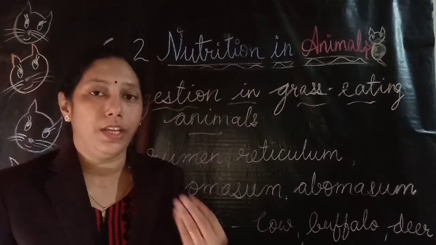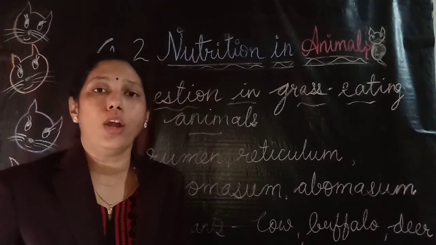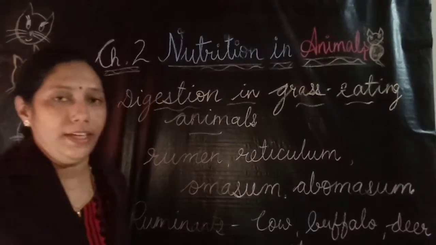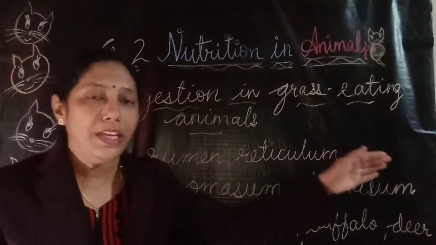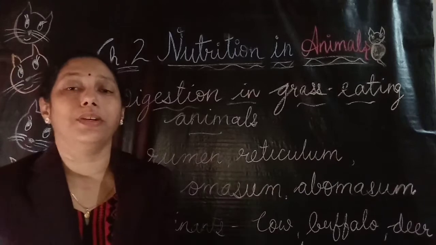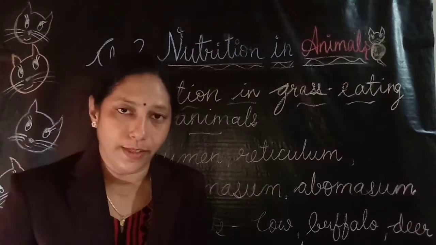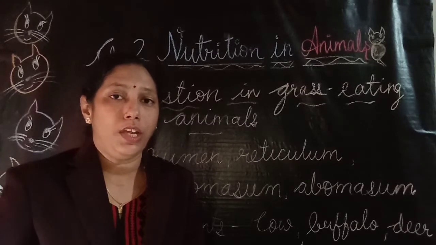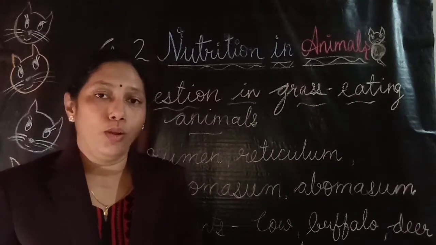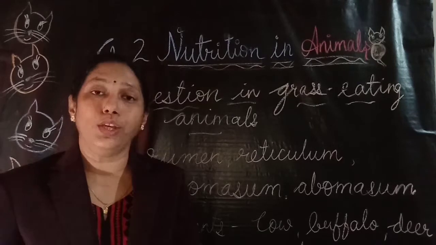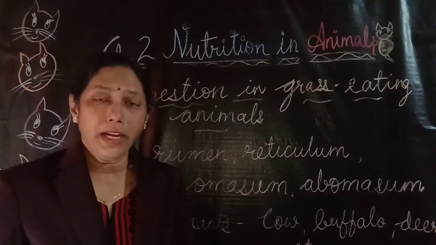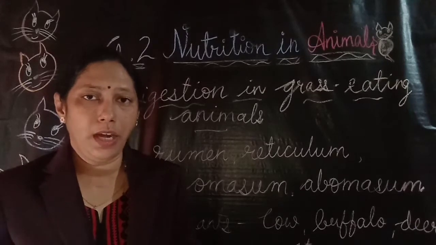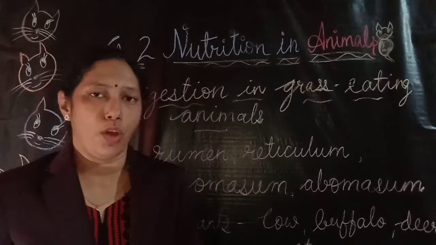When these animals are free, they bring back small lumps of this cud to their mouth again, and then they chew it. This process is called rumination, and the animals are known as ruminants. So cow, buffalo, deer and other grass-eating animals are called ruminants. These animals eat grass which is rich in cellulose. This cellulose is not digested by humans.